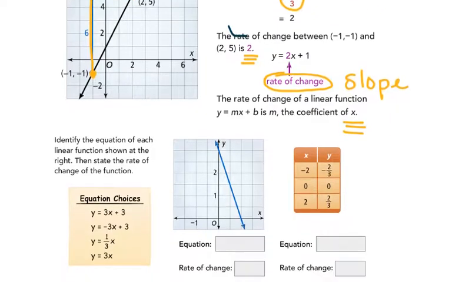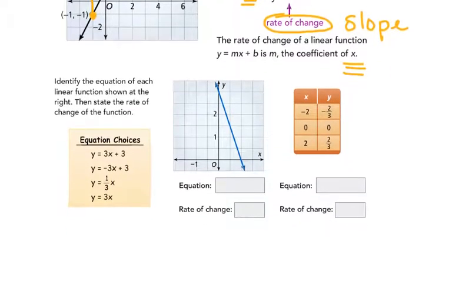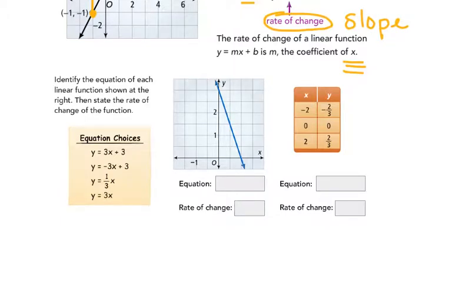All right, if you take a look down at this next example, identify the equation of each linear function shown at the right. State the rate of change for each function. So these are our choices, and we have to choose which one matches the graph and the table. The graph is pretty easy. We're going to look for the y-intercept. In this case, it is 3. And for the slope, we're going to find the change in y's over the change in x's. So it went down 1.5 and over 1/2.